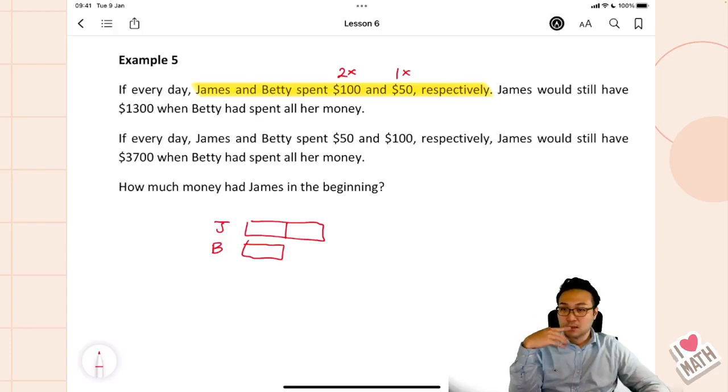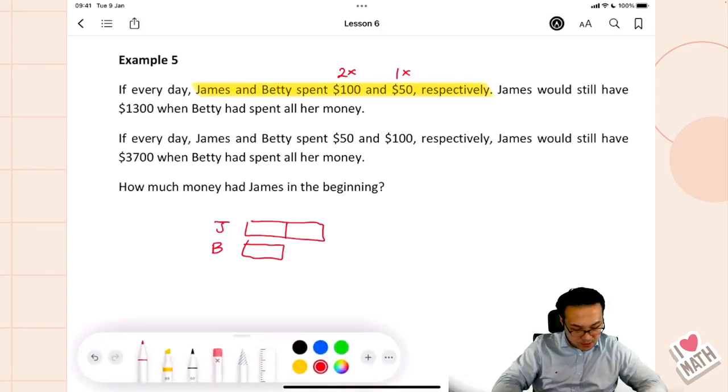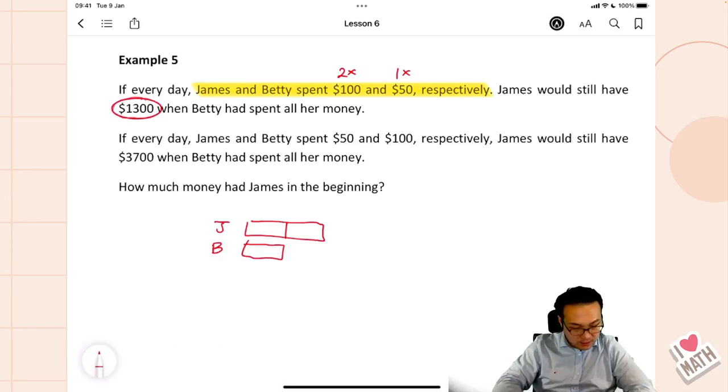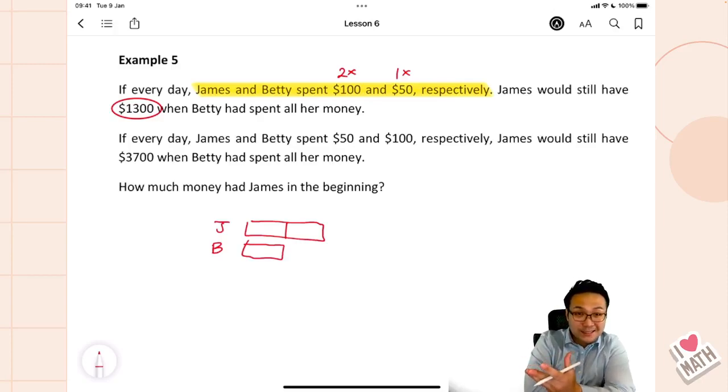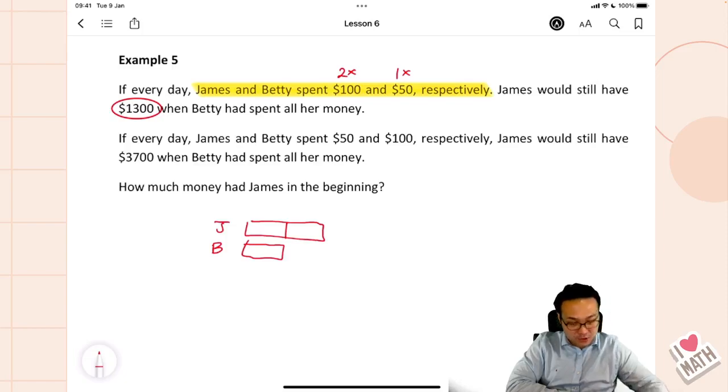What else? So if James spent that amount, Betty spent that amount, James will still have how much? He will still have $1,300 when Betty already spent all her money. Oh my. James very rich, huh? He keeps on spending so much, and yet Betty already has no more money. He still has extra money, right? James very rich. So let's draw a model.